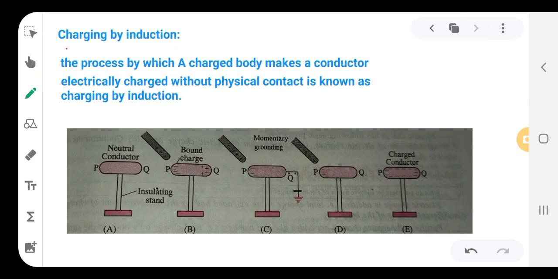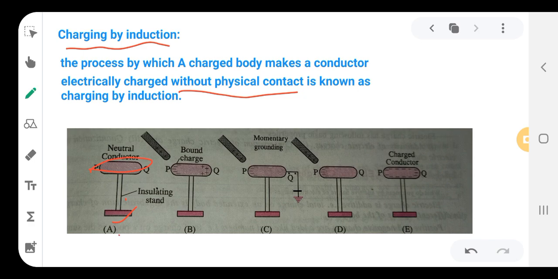Okay, and lastly the charging by induction: the process by which a charged body makes a conductor electrically charged without physical contact is known as charging by induction. So induction is without contact, that you have to remember. Without contact there is sharing of the charges. In the first diagram you can see the stand is insulating, but there is a conductor PQ, neutral, because we are not charging it at present.